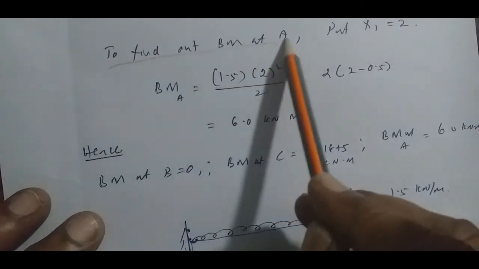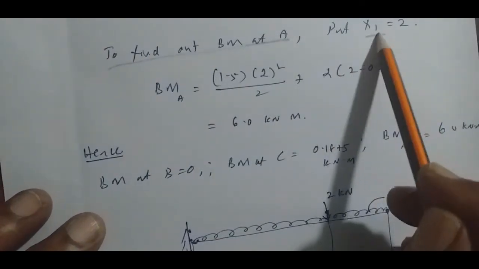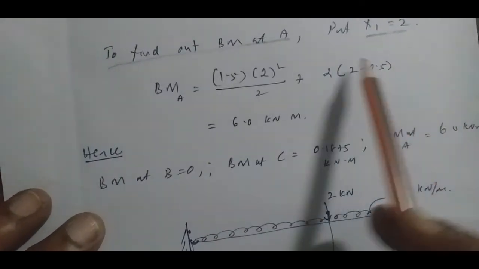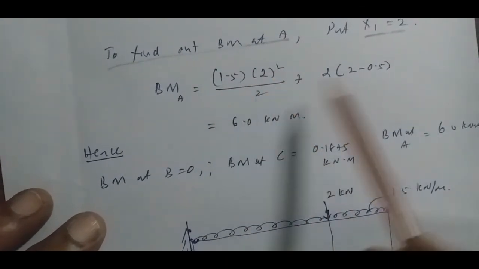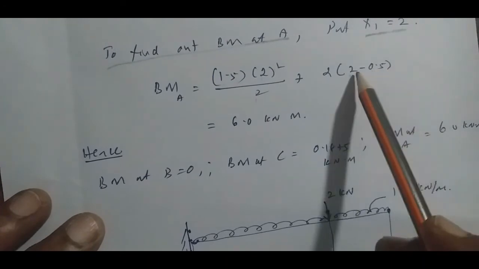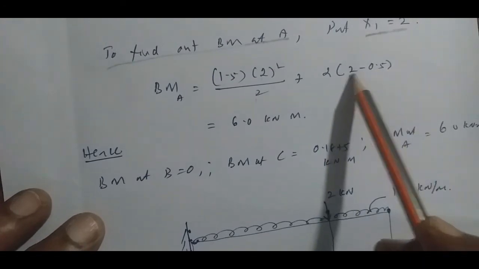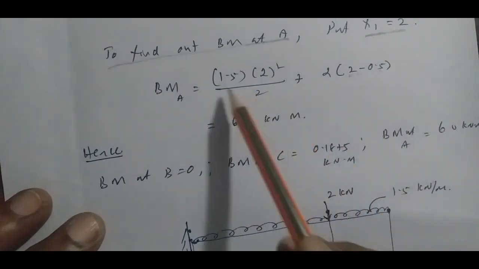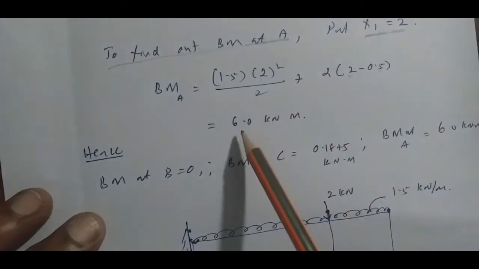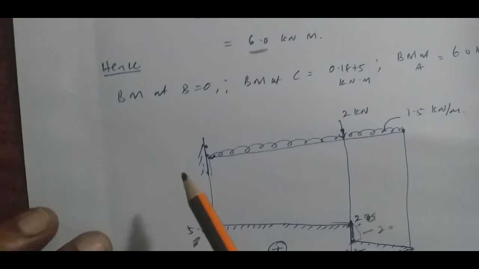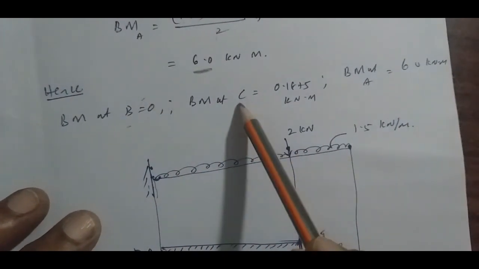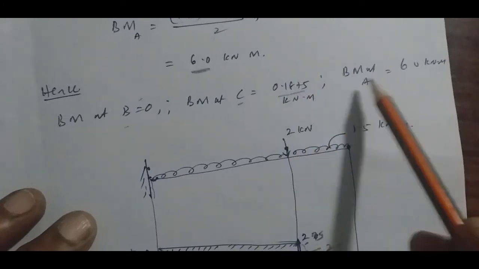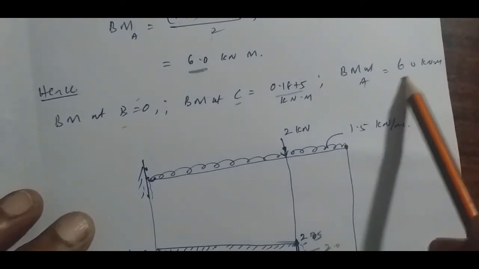Now the bending moment at A. To find it, put x1 is equal to 2. 1.5 into 2 square by 2 plus 2 into 2 minus 0.5. Calculating this, the value comes to around 6 kilonewton meter. So we have found the three bending moments: bending moment at B is equal to 0, at C is equal to 0.1875, and at A is equal to 6 kilonewton meter.